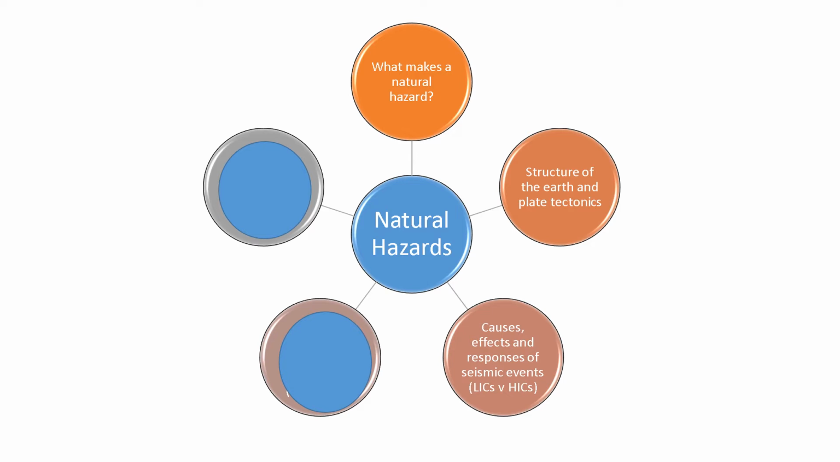A tsunami is a seismic event because it's been triggered by an earthquake. So lesson 5 was looking at our high income country earthquake, which was Christchurch in New Zealand. And lesson 4 was our low income earthquake, where we were looking at earthquakes in Haiti. Just to be able to see where we're going, the next few lessons we're going to be looking at volcanoes and then living in hazardous areas.